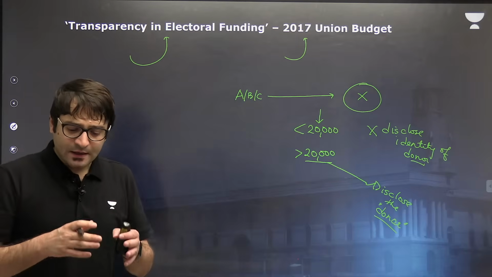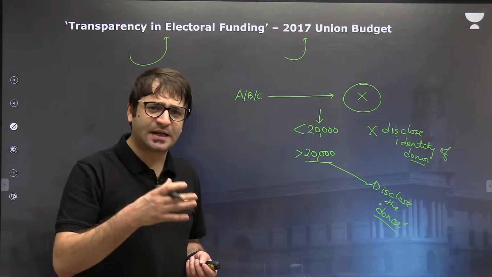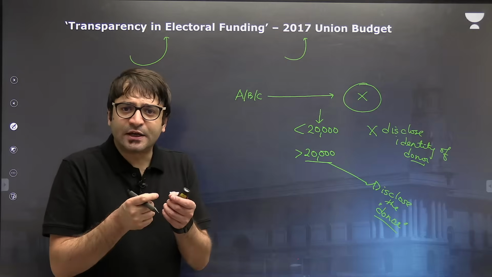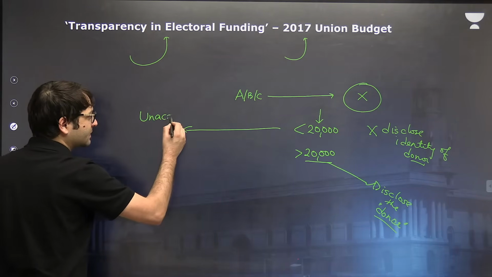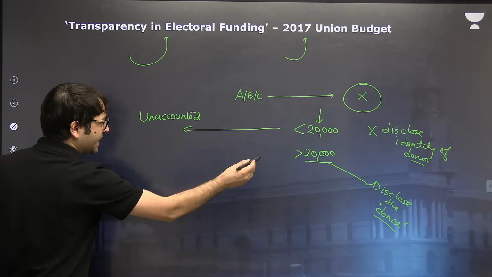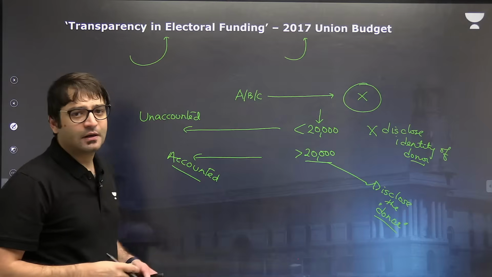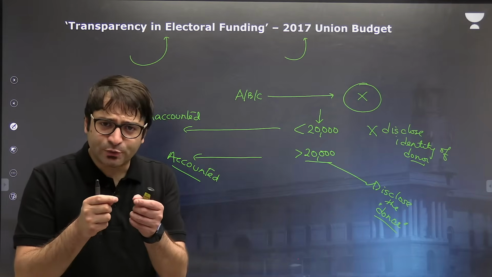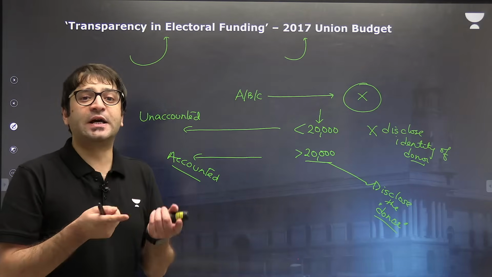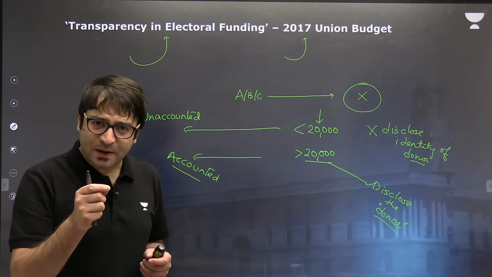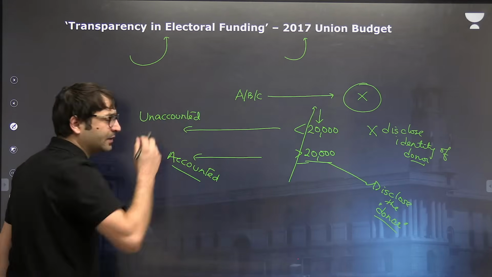But then, political parties have to communicate to the Election Commission of India and to income tax authorities the amount of money that they received, and what is the amount from unaccounted sources, and what is the amount from accounted contributions? Because for any contribution less than 20,000, you don't need to disclose the identity of the donor. And for any contribution more than 20,000, you have to disclose. So political parties have to disclose who the individuals are who donated more than 20,000.